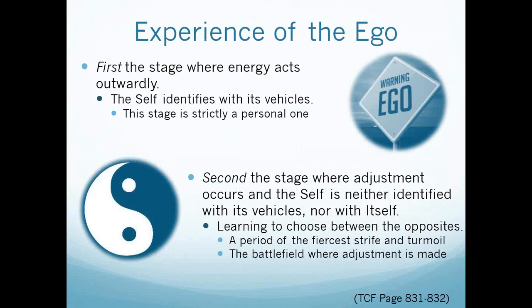Second, the stage where adjustment occurs and the self is neither identified with its vehicles nor with itself. It is learning to choose between the pairs of opposites, and this is a period of the fiercest strife and turmoil. It's the battlefield where adjustment has to be made as the disciple learns to integrate, to generate enough transmutative force to do the opposite of what was in the first stage. In other words, to learn to manifest the energy inward now instead of outward.